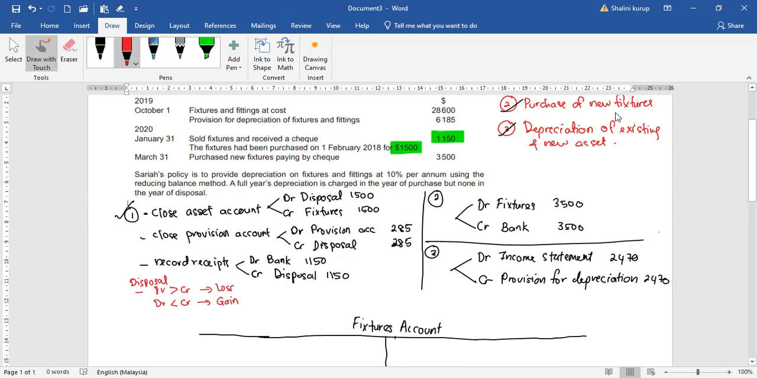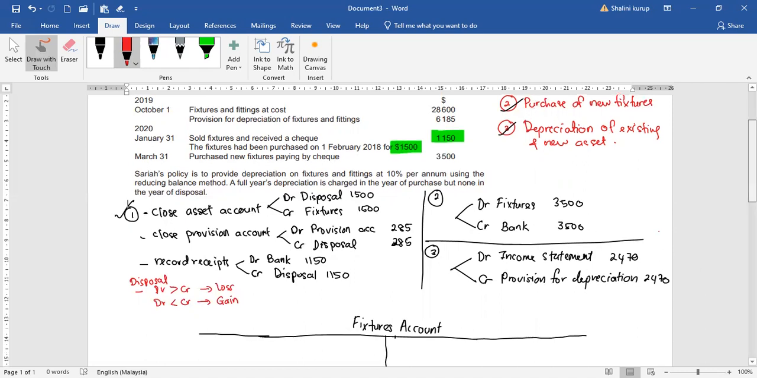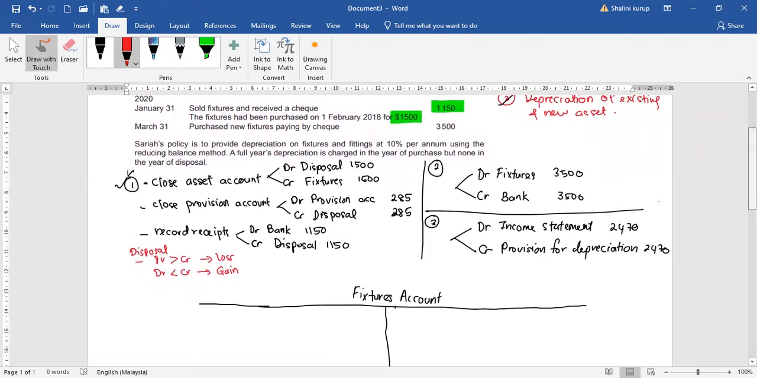The second entry will be purchase of new fixtures. This is only one single entry, and you debit your fixtures and credit your bank. That's it. The last one is the depreciation of the existing and new assets. That is, you debit your income statement and credit your provision for depreciation. Again, if you do not know how I got the 2470, please look back at part 2 of the video, because in part 2 I only focused on the calculation of the depreciation.